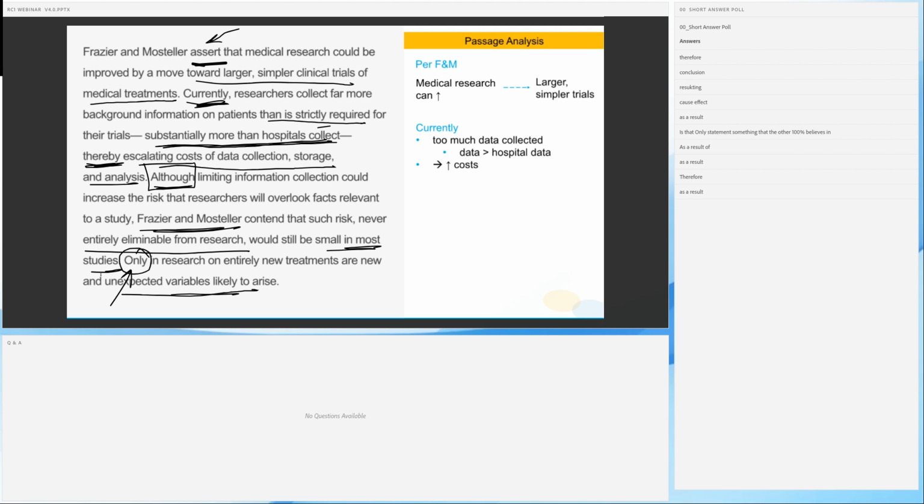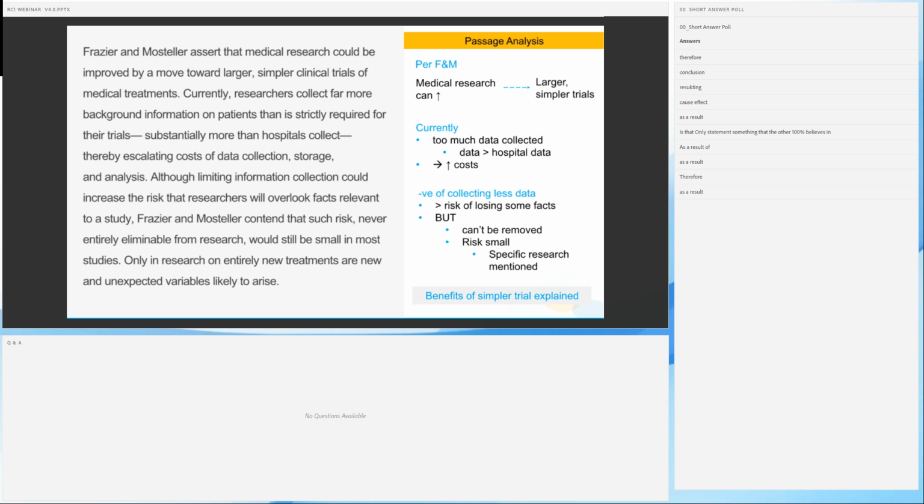Okay, currently we collect too much data that leads to an increase in costs. There's a negative of collecting less data, which is you may overlook some facts, but you can never reduce that risk. That's always there, even when we collect a lot of data. That risk can't be removed, and only in specific research could collecting so much data make sense.